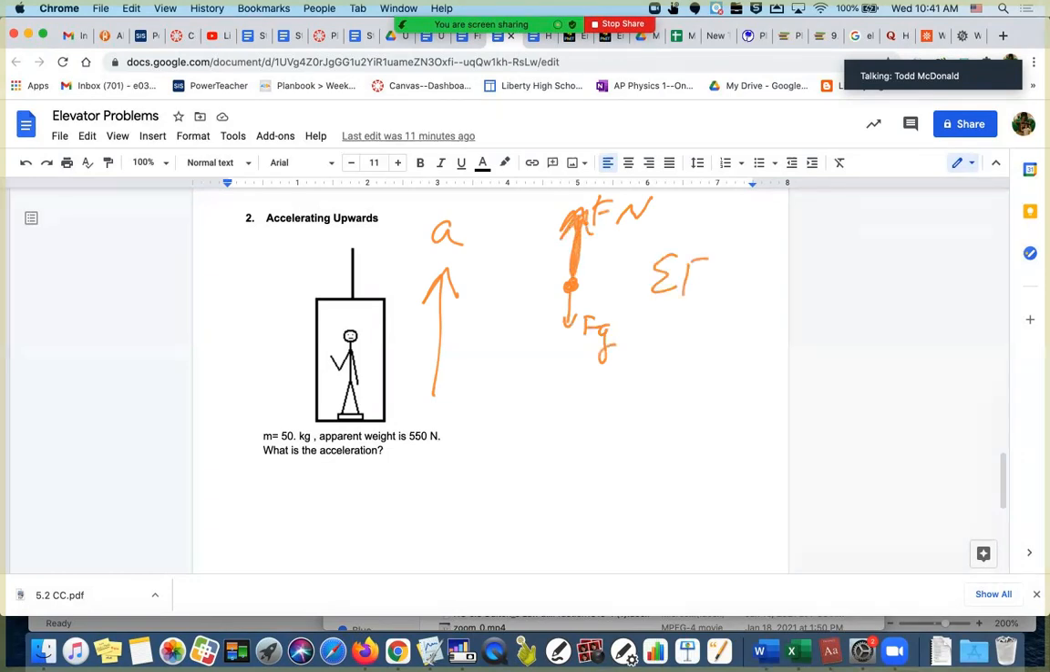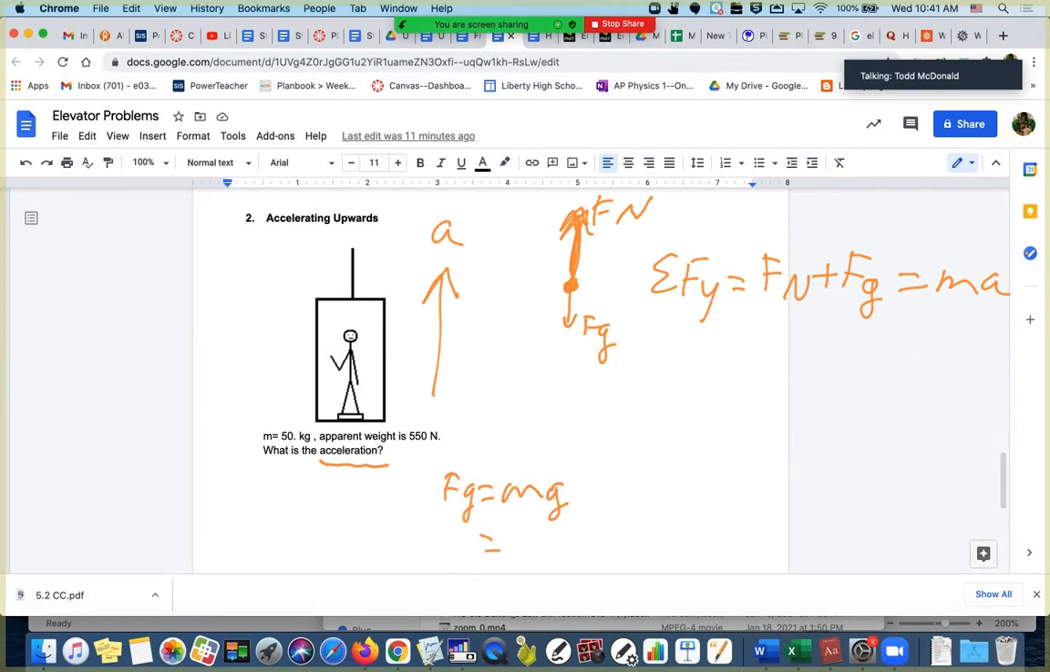So we write a net force equation, normal force plus force of gravity, set it equal to ma because we do have an acceleration. Now, what are we trying to find this time? We're actually trying to find the acceleration. We know the apparent weight and we know the mass of the person. Now, again, if I need the force of gravity, I got to come over here and find it.